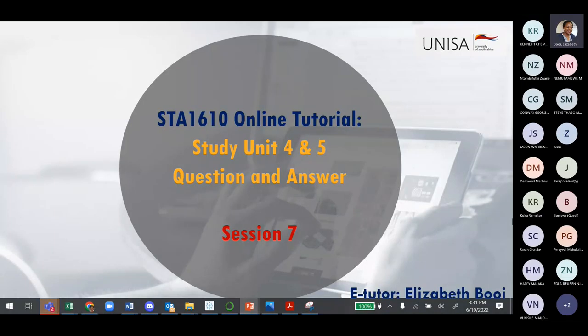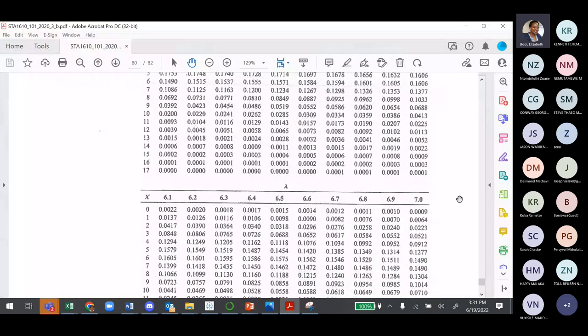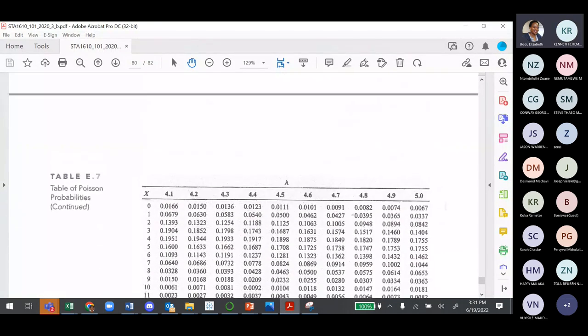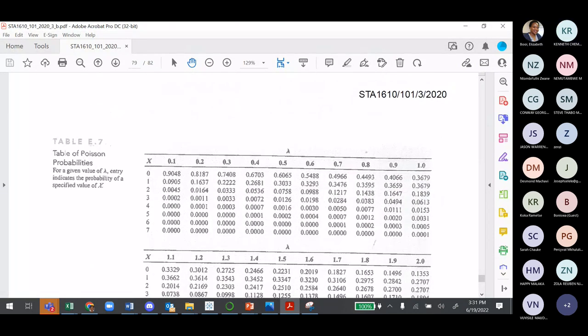Okay, so the person who asked the question, now I forgot what you were asking. It was about Poisson, right? So you want to know if you have a Poisson table and you want to... can you repeat your question again? So I can write the numbers.